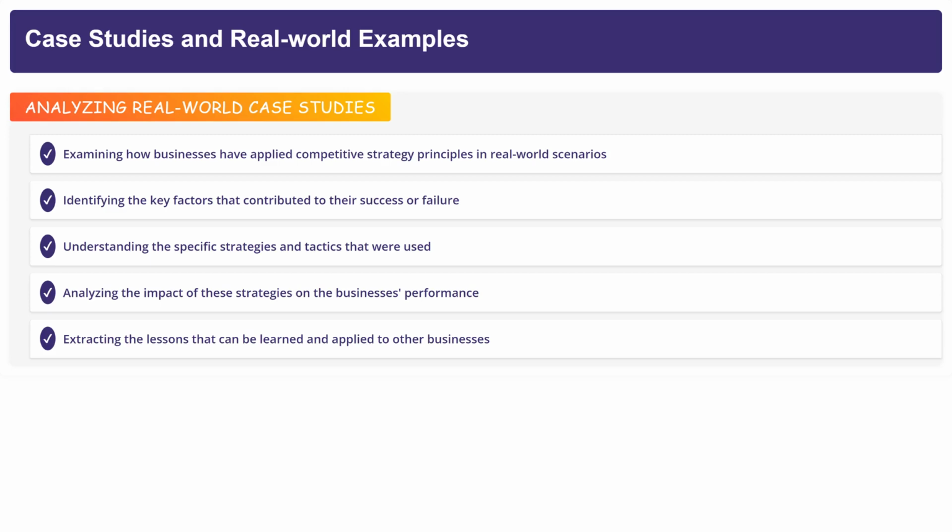In this segment, we will examine real-world case studies and examples that demonstrate the practical application of competitive strategy concepts. In analyzing real-world case studies, we delve into how businesses have effectively applied competitive strategy principles in practical scenarios. By examining the key factors that contributed to their successes or failures, we gain insights into the specific strategies and tactics that were employed. Additionally, we analyze the impact of these strategies on the performance of the businesses. Ultimately, we extract valuable lessons that can be learned and applied to other businesses.